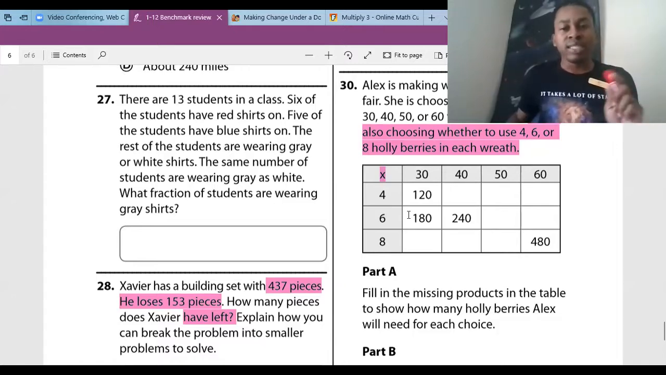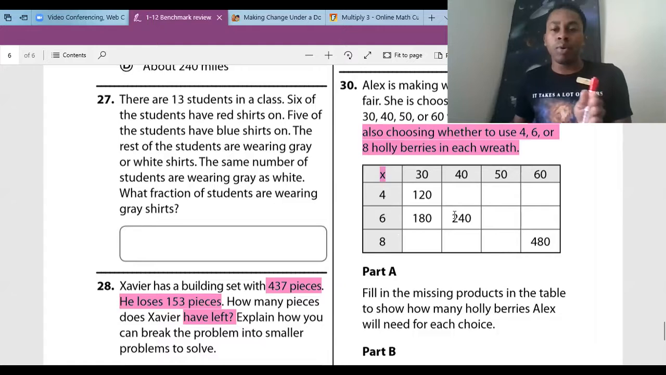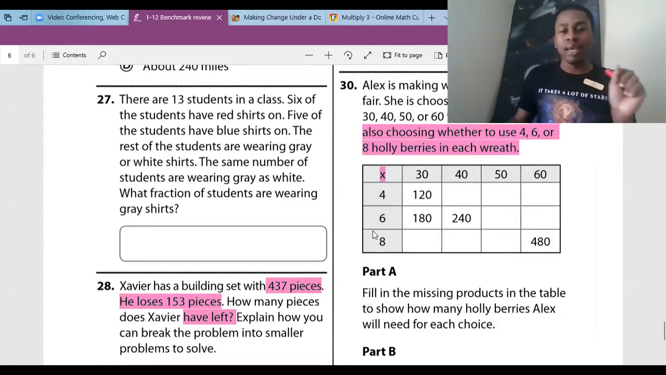Moving to the next one, we see how they did 6 times 30. Because they covered the 0, they did 3 times 6, and they got 18, then they brought down the 0, that's how they got 180. Now let's move a little forward. We see that they got 6 times 40 equals 240, yes. We're going to move along here even more.